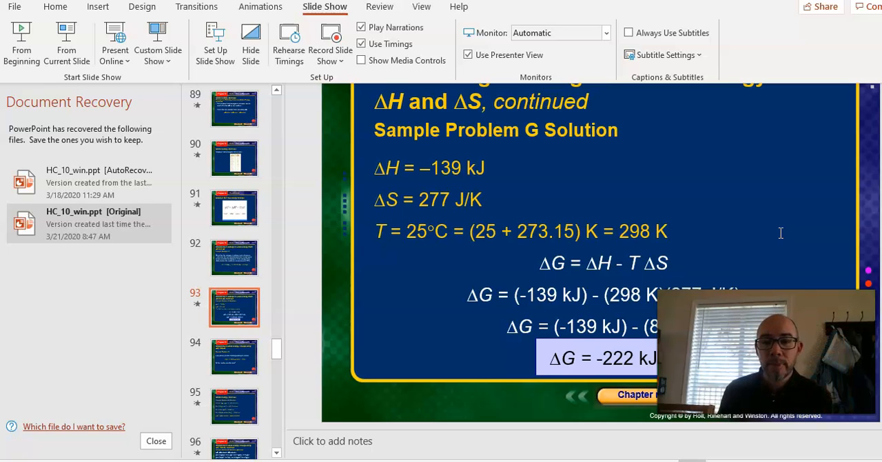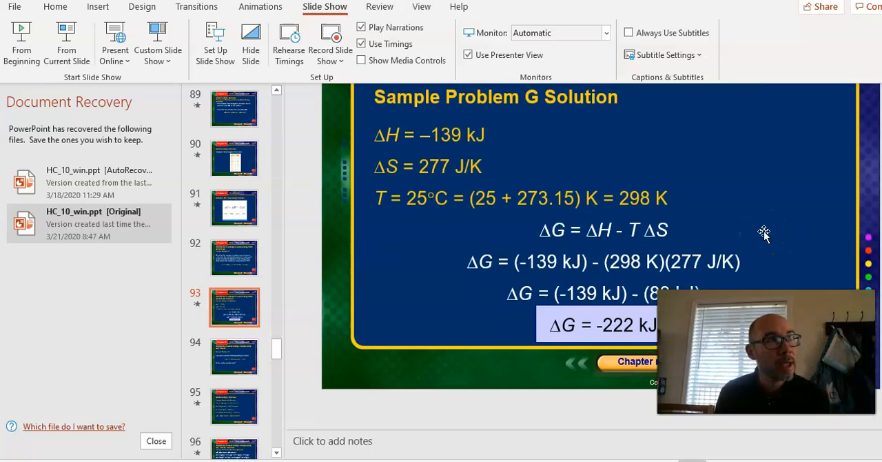So there we go. And we can see there, all we got to do is throw that into the equation. Negative 139 kilojoules minus the kelvins and the joules. Now you see here they multiply 298 and 277. How do they get 83?